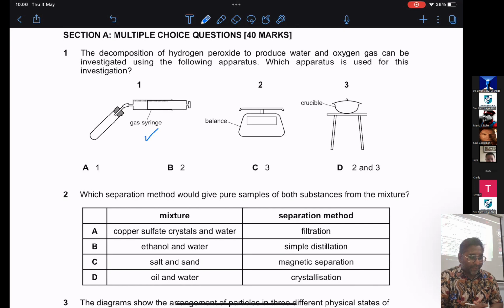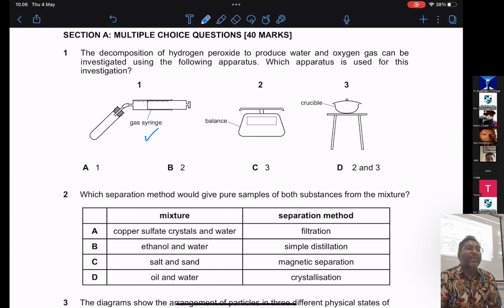Now, apart from that, is there any other thing that you need to use? Do you need to use the balance? They say hydrogen peroxide, which is generally a liquid. So if you want to use a balance, I don't think so. If you are using a crucible, I don't think so. You don't actually need to use a crucible as well.